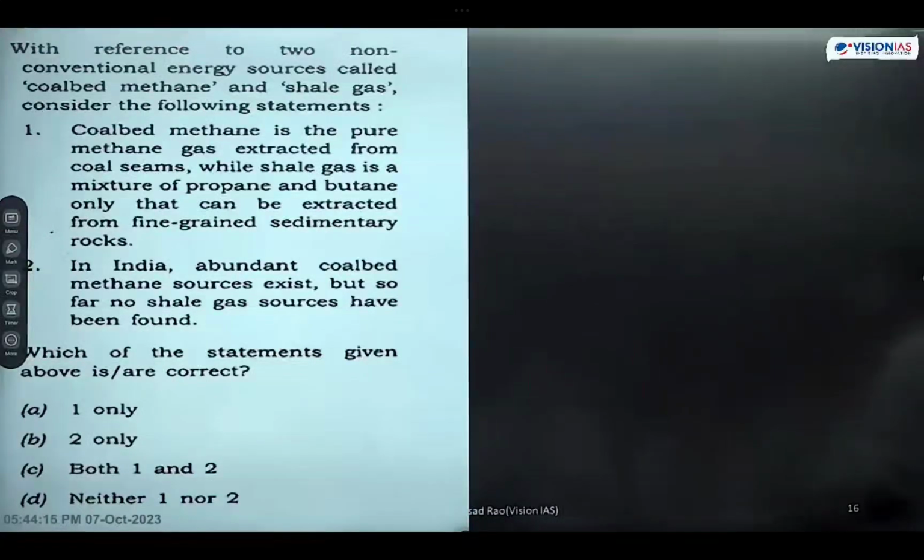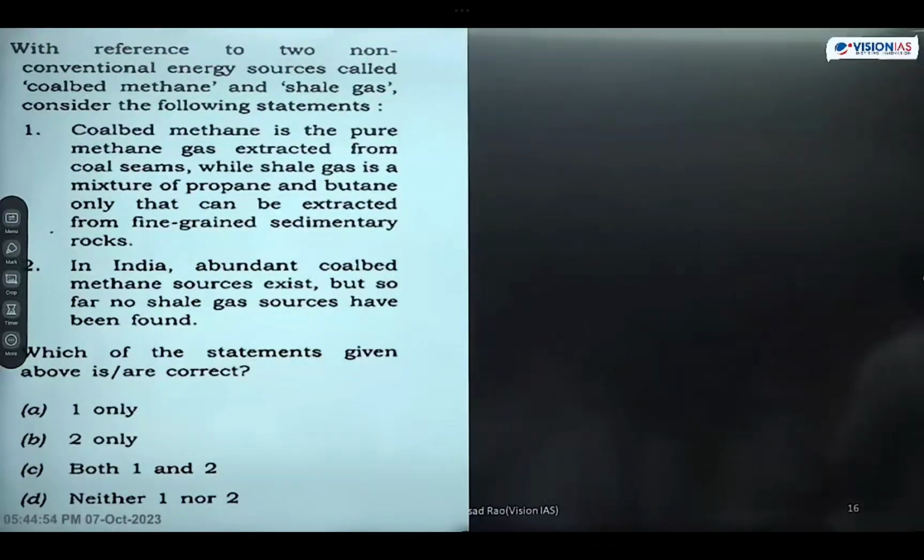So does shale gas consist of propane and butane only? No. Along with this, what does it consist of? Mostly it is methane. And the rest of the mixture is what? 90 to 95% methane will be there in any natural gas, either coal bed methane or shale gas. The rest of the constituents are propane and butane. So we have written that. Is it clear regarding this?